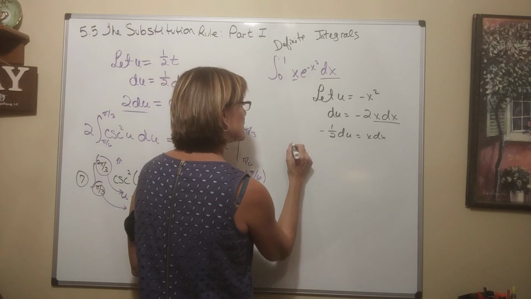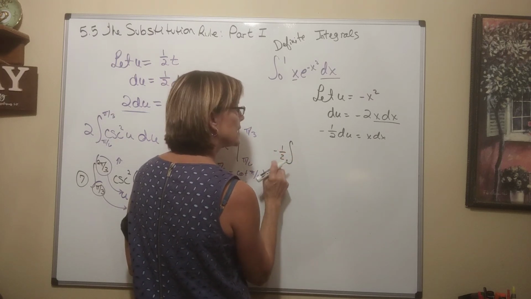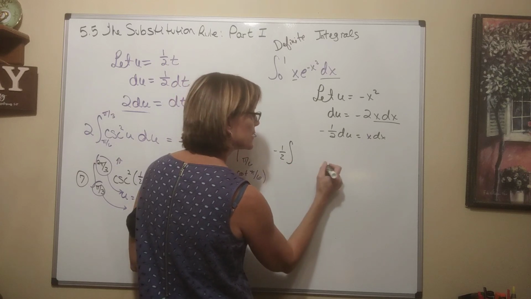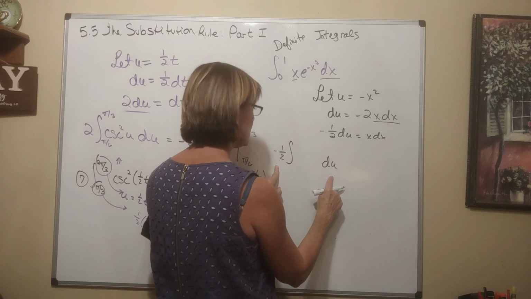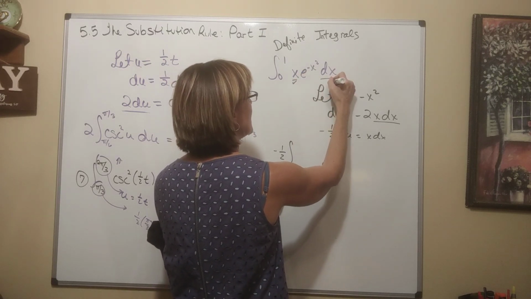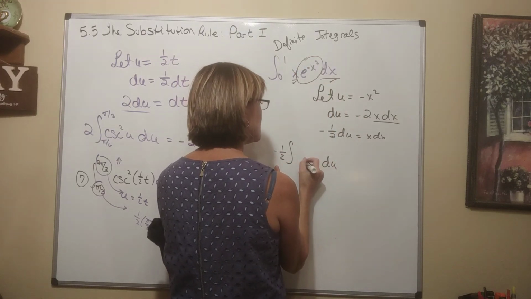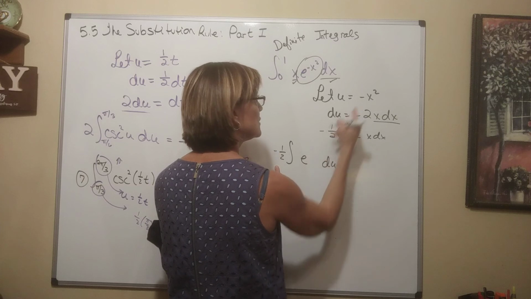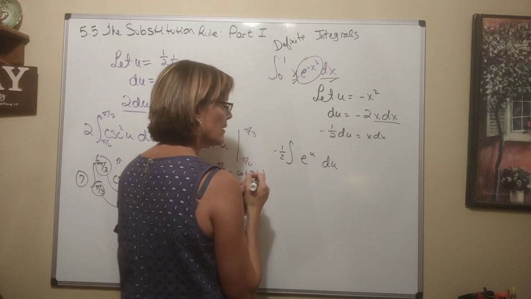So let's rewrite this. This is the integral of negative 1/2. I always like to put my constant out there. You don't have to, but that's just where I am comfortable putting it. Negative 1/2 du. What did that take care of for me? It took care of the x dx. So this is taken care of, and that's taken care of. Now I need to take care of this, and that's just going to be the base e raised to negative x squared raised to the u. That is all taken care of.